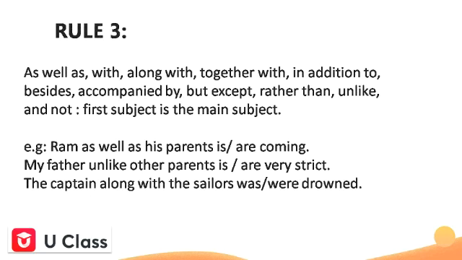Next is a very simple rule. Whenever you find these conjunctions in a sentence: as well as, with, along with, together with, in addition to, besides, accompanied by, but, except, rather than, unlike, and not. Remember, but and except are different. This is "and not", not simply "and".